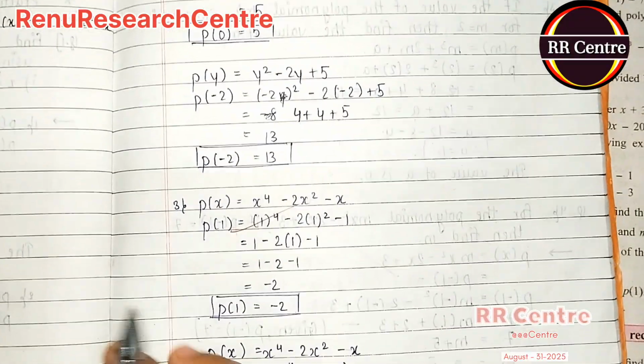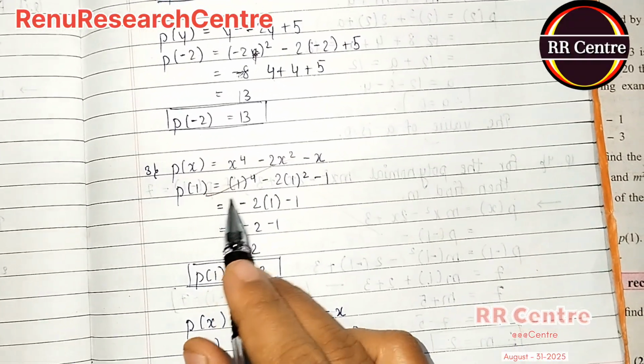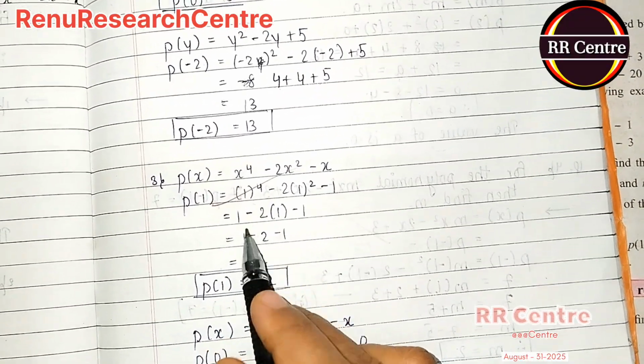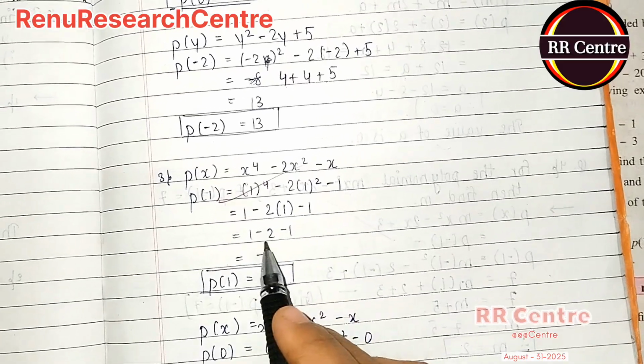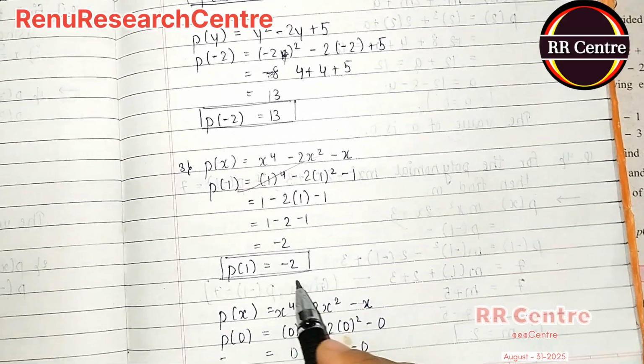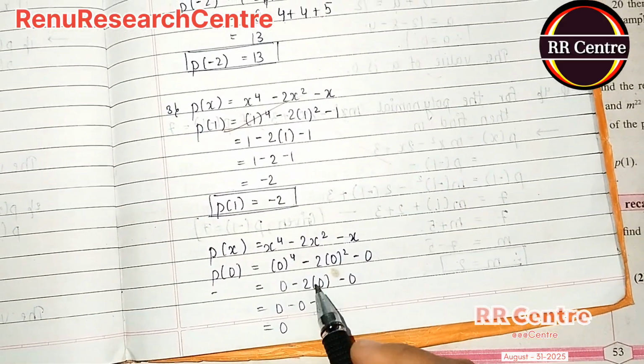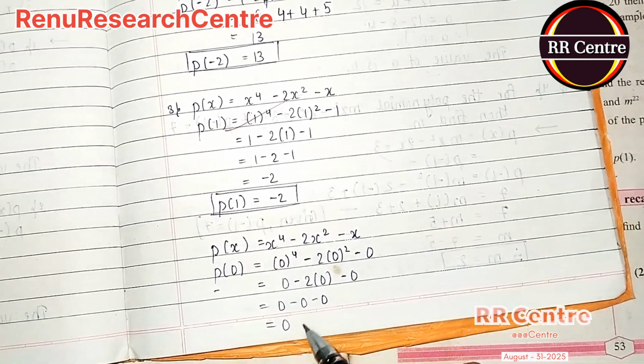Third one we will apply. So third one, again 1. Everywhere replace x with 1, minus 2, then minus 1. So it is equal to, they get cancelled, minus 2. Again apply 0. So 0 0 0 is equal to 0.